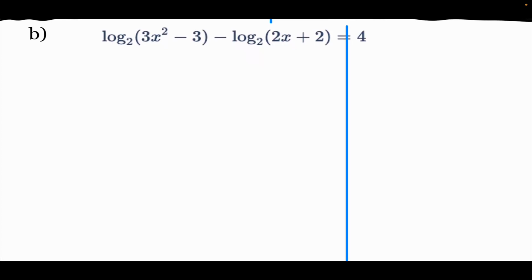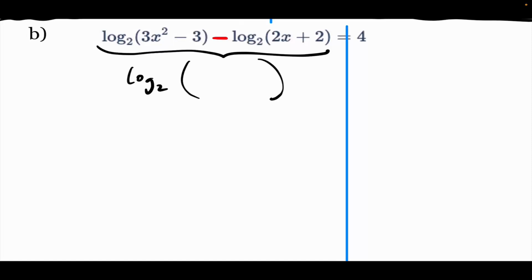Well, I got a minus. What did we do to condense them yesterday when we had a minus in between them? Division, right? Yeah, we used division. So I have log base 2, the top, divided by the bottom.